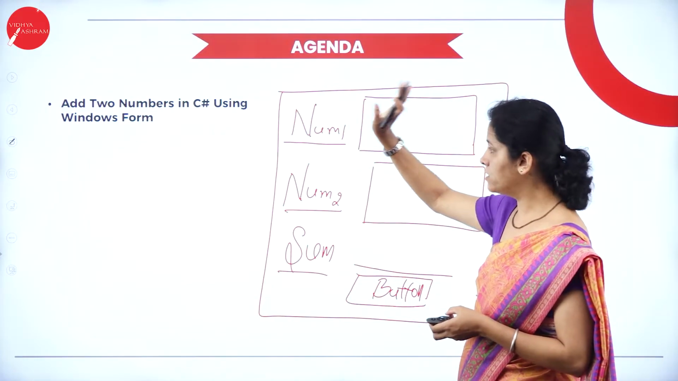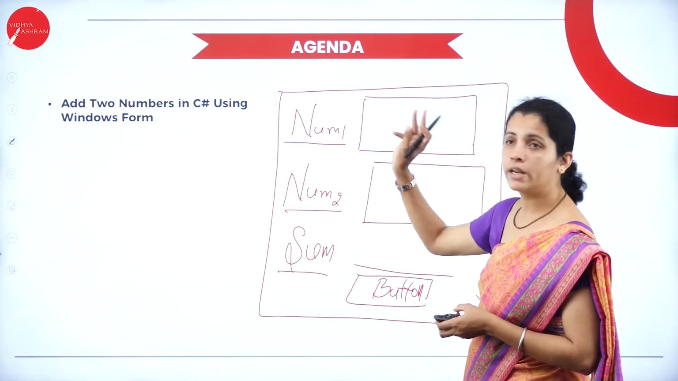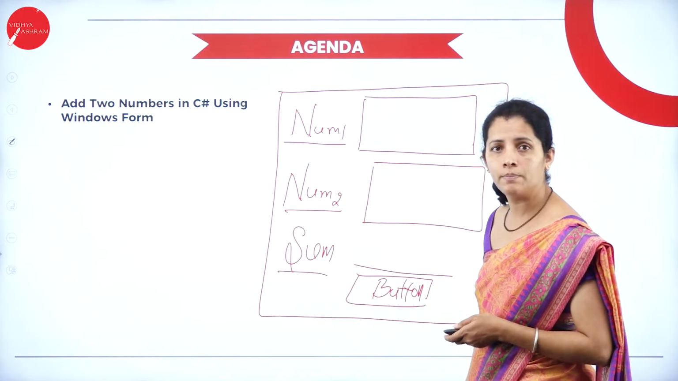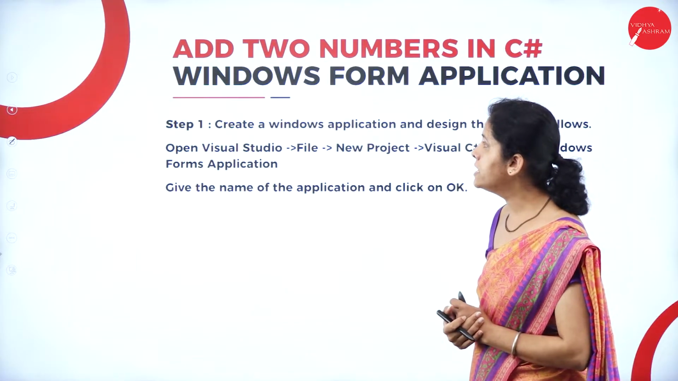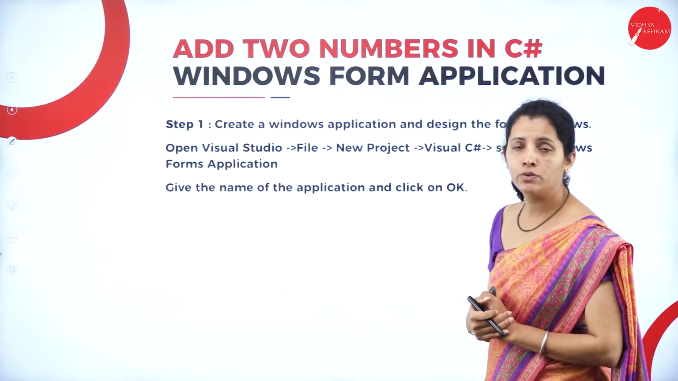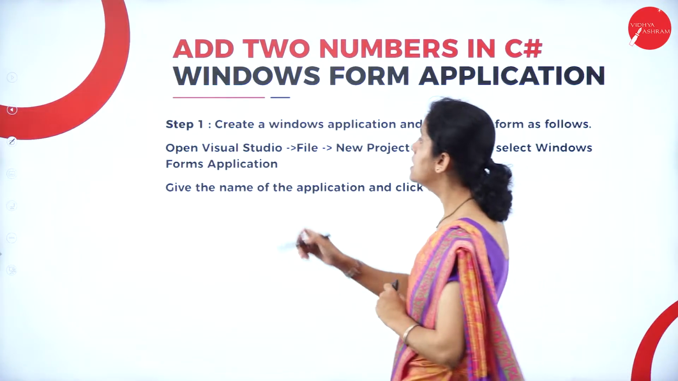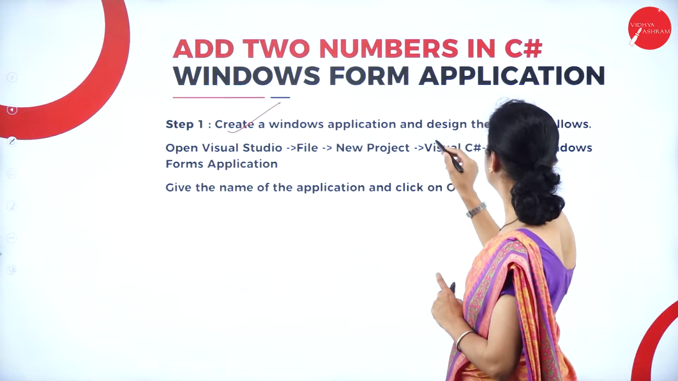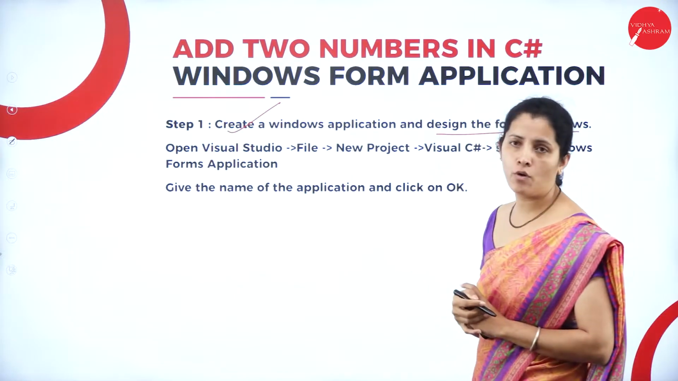So I want to create a form. In that, I want to read two numbers, add the two numbers and display the sum. Okay, fine. Now see here. What are the steps I need to follow here? That is creating a Windows Form application and designing the form as follows.